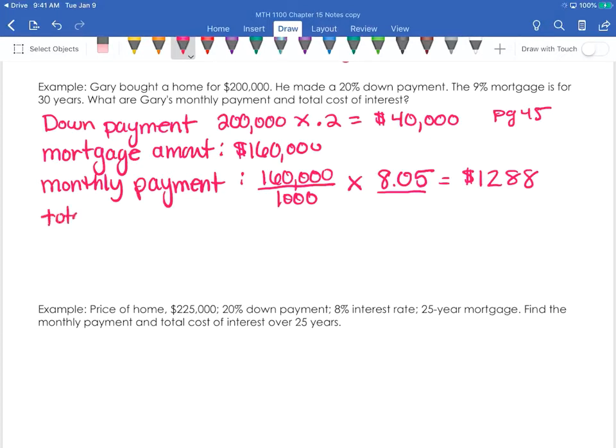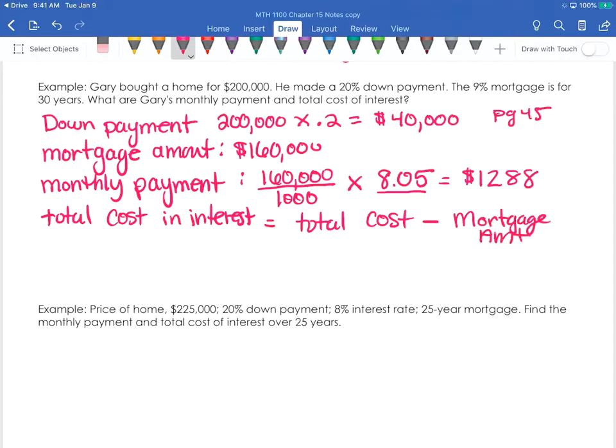So to find the total cost and interest, we have to find the total cost and subtract off the mortgage amount. Whatever's left over, whatever you've paid over the mortgage amount, will be what you've paid in interest. So to find the total cost, I know that I've made 360 payments of $1,288. So this will give me my total cost that I've paid over the 30 years.